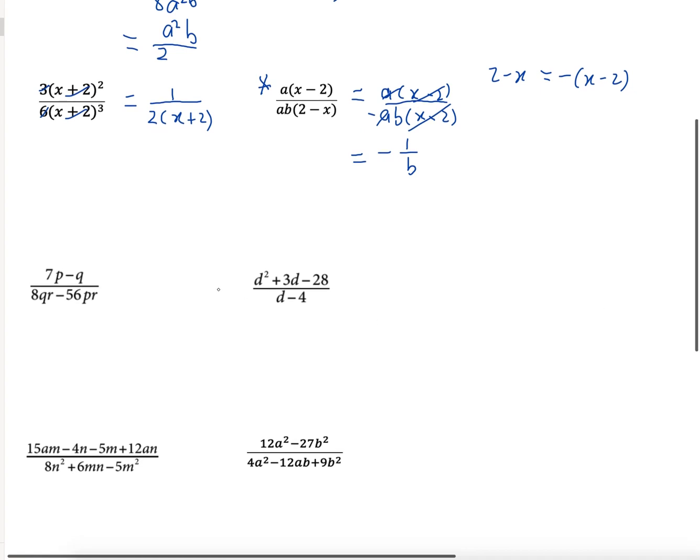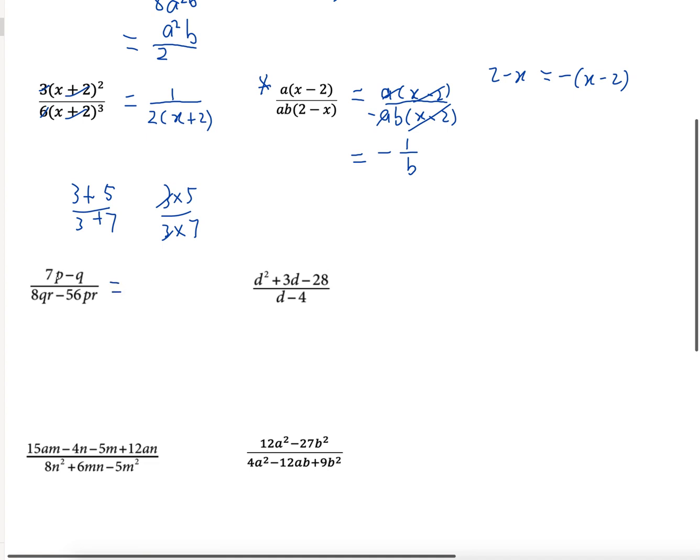In the next example, we see that there are no factors, so we need to factorize before we can do any cancellation. We cannot cancel like this because for addition or subtraction, we can't just cancel like this. It's not correct. Only when it is multiplication, then we can cancel. So we only can cancel when there are factors, not addition or subtraction. So we need to factorize first.